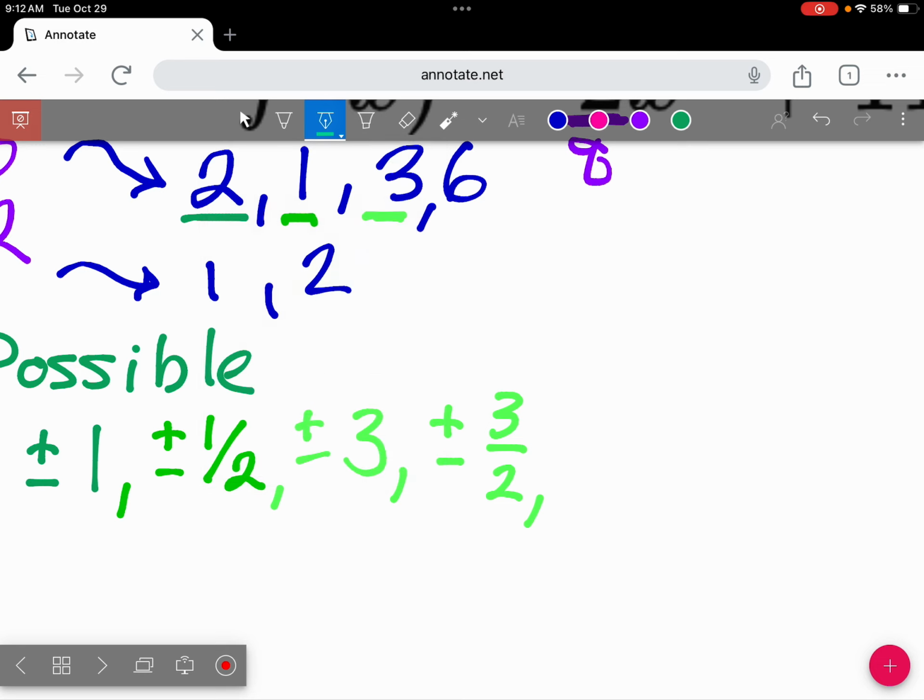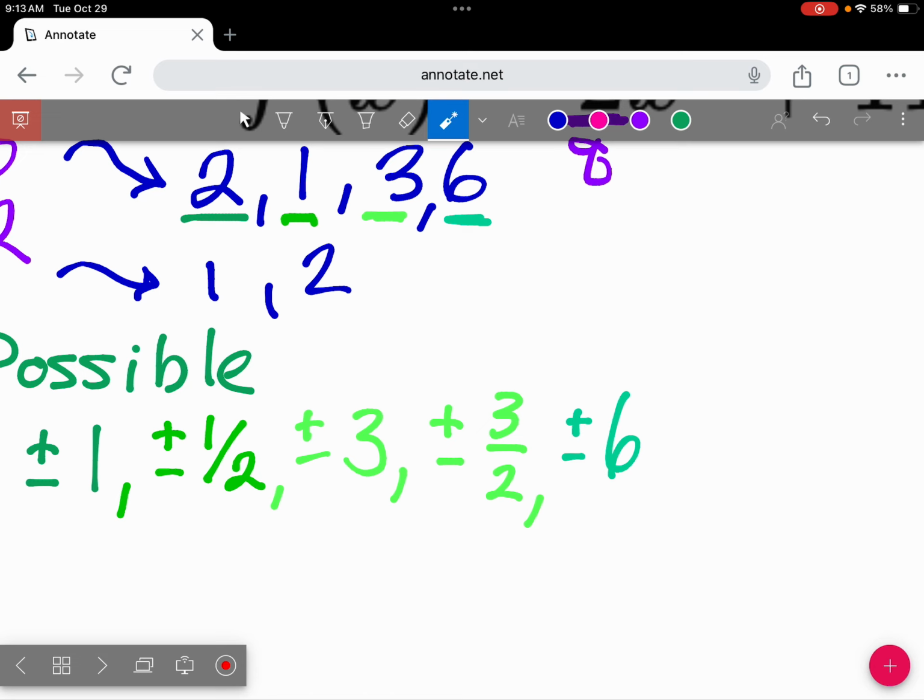One more set where we have our 6. 6 over 1, so plus or minus 6. And then 6 over 2, well, that's just 3. We already have 3 in our list. So this is all of our possible rational roots. This is our list of all possible.